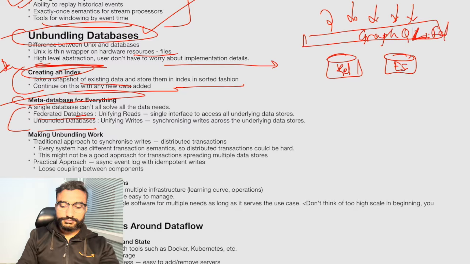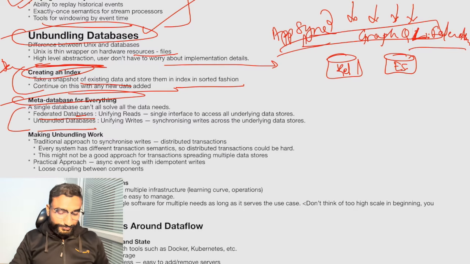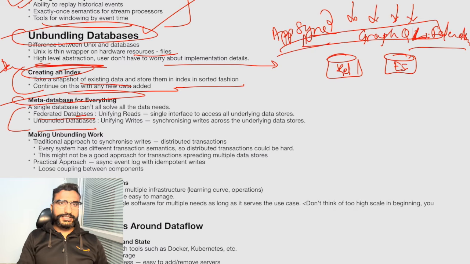GraphQL federation. You might have heard about that, GraphQL federation. Or like in AWS, you have AppSync. I think it offers that functionality as far as I know. So the idea is you're trying to unify the reads between the different databases which you have.